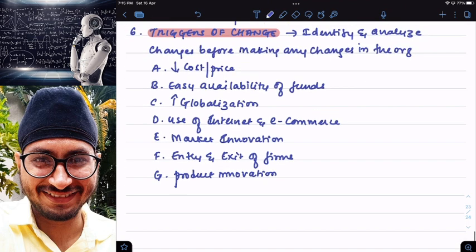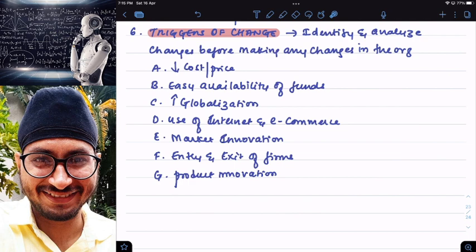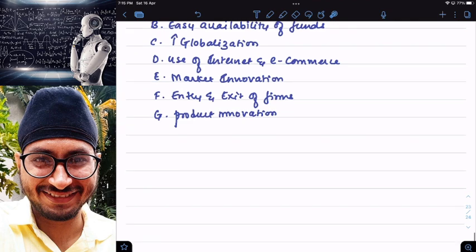These are some examples of change, when I should make my change in my business. They are called what? Triggers of change. Then we have nature and strength of competition.